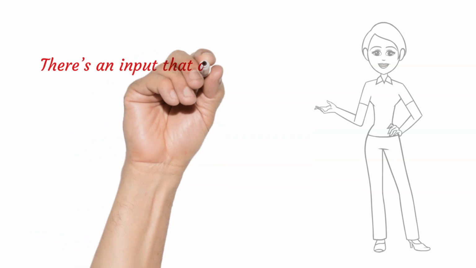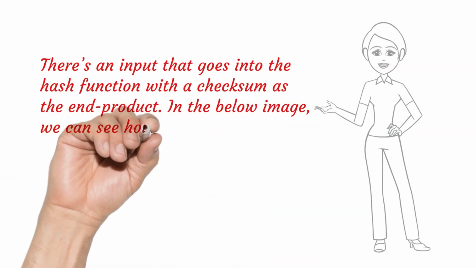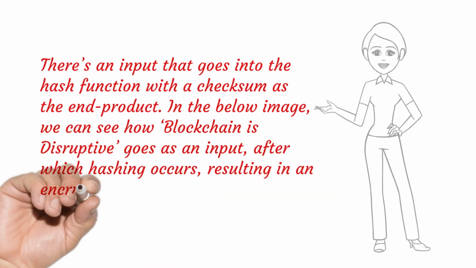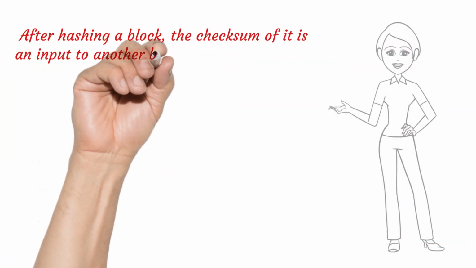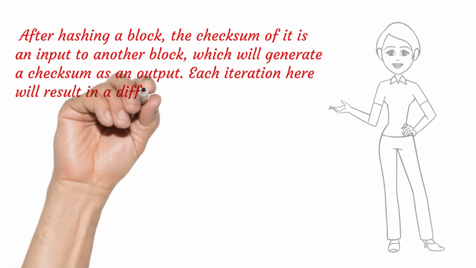There's an input that goes into the hash function with a checksum as the end product. In the below image, we can see how "blockchain is disruptive" goes as an input, after which hashing occurs, resulting in an encrypted output as a checksum. After hashing a block, the checksum of it is an input to another block, which will generate a checksum as an output. Each iteration here will result in a different checksum every time.